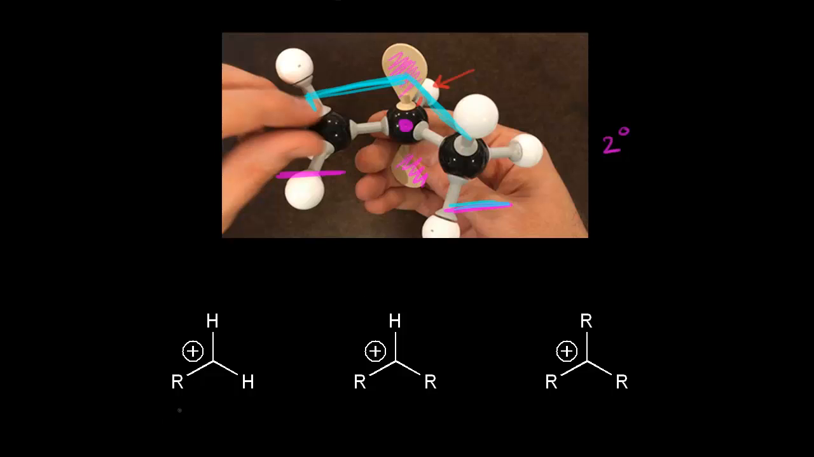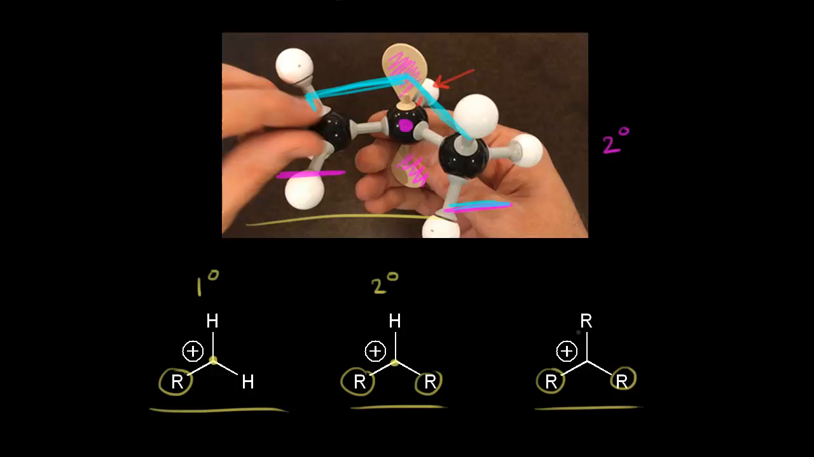So let's look at this carbocation on the left. There's only one alkyl group directly bonded to this positively charged carbon. So we would call this a primary carbocation. In the middle, we have 2 alkyl groups directly bonded to this positively charged carbon. That would be a secondary carbocation, like the example in the picture above. And finally, if we have 3 alkyl groups directly bonded to our positively charged carbon, that would be a tertiary carbocation. The more alkyl groups you have, the more you stabilize your carbocation.